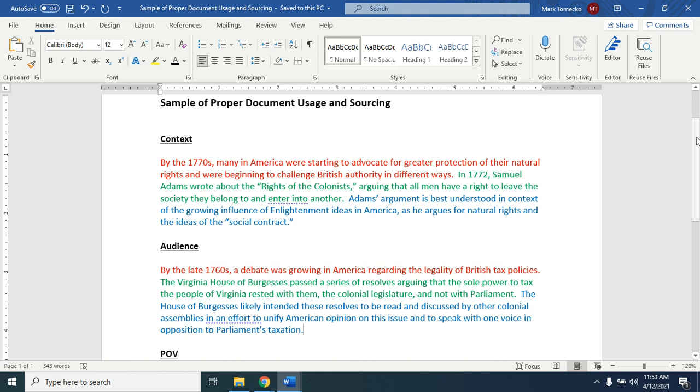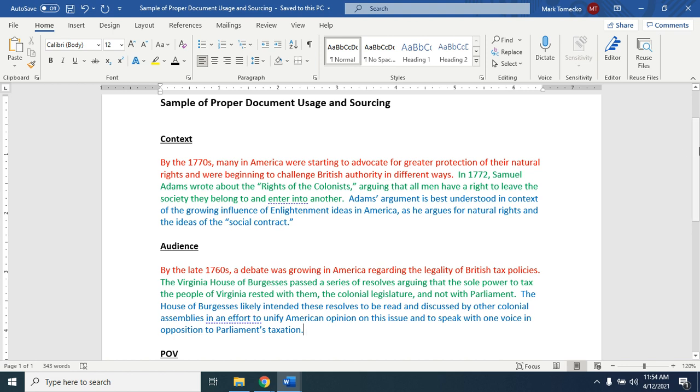So my argument is that by the 1770s, many in America were starting to advocate for greater protection of their natural rights, and were beginning to challenge British authority in different ways. In 1772, Sam Adams wrote about the rights of the colonists, arguing that all men have a right to leave the society they belong to and enter into another. Adams' argument is best understood in context of the growing influence of Enlightenment ideas in America, as he argues for natural rights and some of the ideas of the social contract.